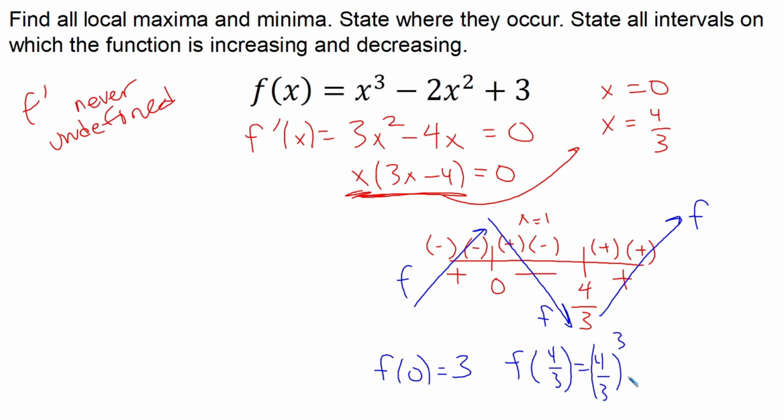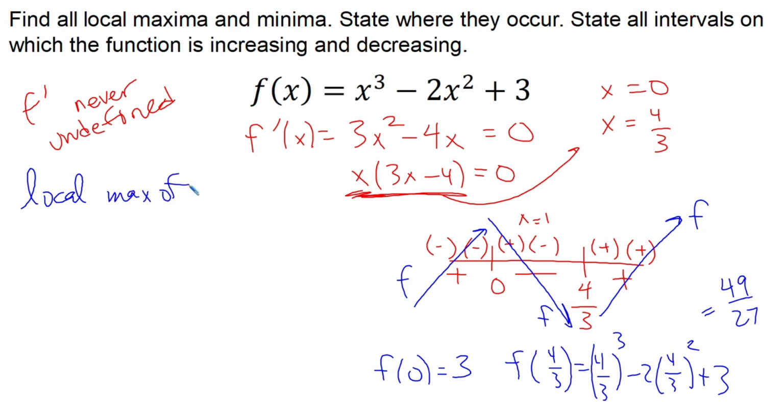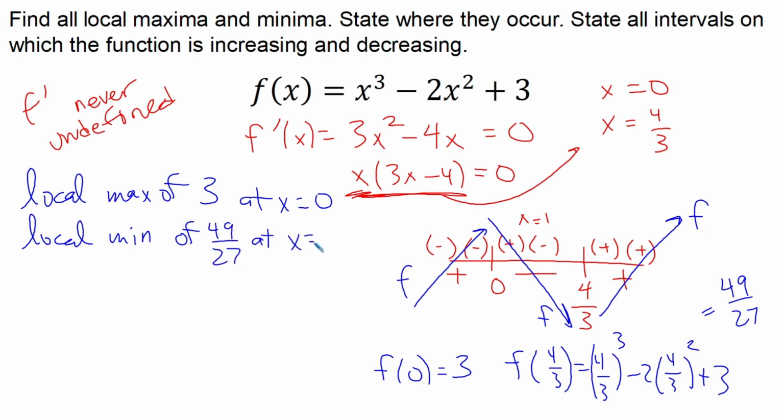4/3 cubed minus 2 times 4/3 squared plus 3. I'm not going to go through all the arithmetic there, but that comes out to be 49/27. So we've got a local max of 3 at x equals 0. We have a local min of 49/27 at x equals 4/3.